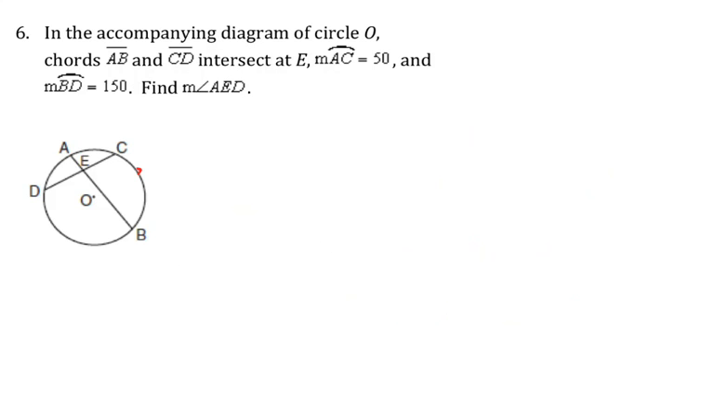How about next question? Number 6. Here we have our chords AB and CD intersecting at point E, and AC is 50, so this is 50 degrees, and BD is 150. Well, what am I looking for? Angle AED. That is the angle that I'm looking for here.